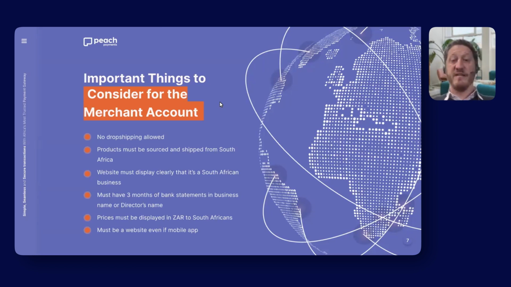You must have 3 months of bank statements in the business name or director's name. They want to see a little bit of a trading history. The prices must be displayed in ZAR to a South African customer. So for example, SARB and the banks don't want South Africans transacting on South African credit cards or debit cards in dollars with a South African store online. And lastly, there must be a website, even if your business is really a mobile app based channel.